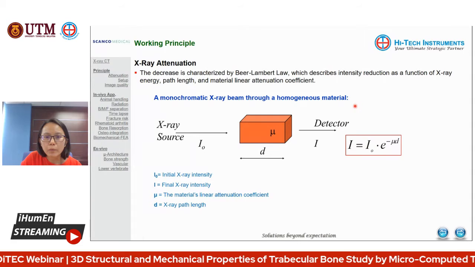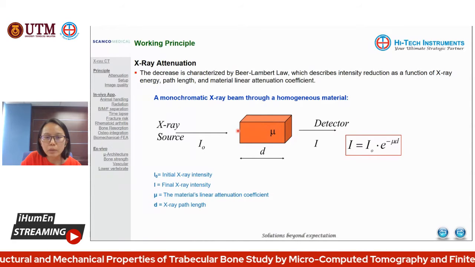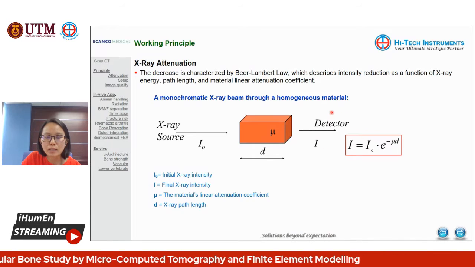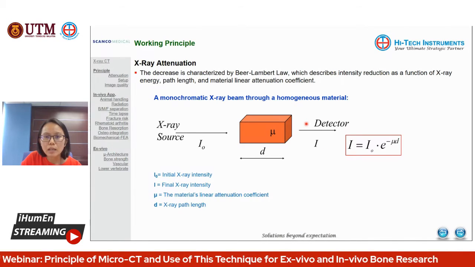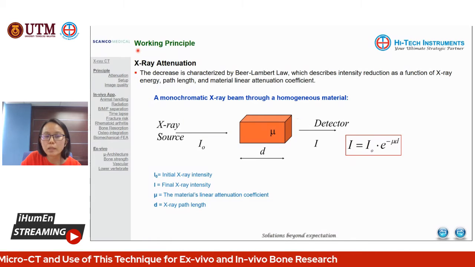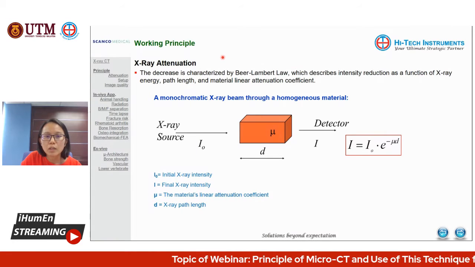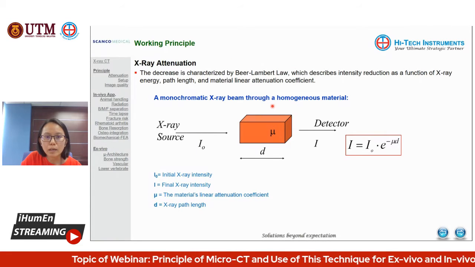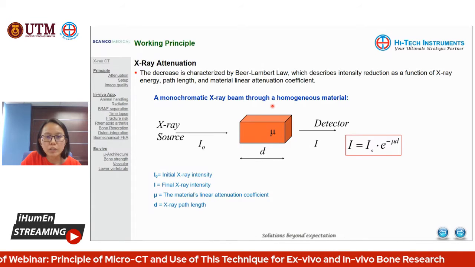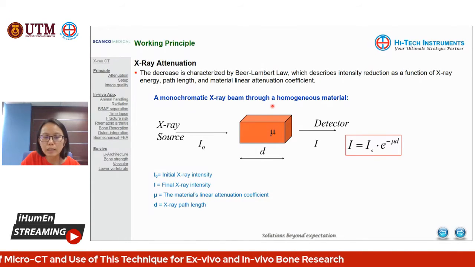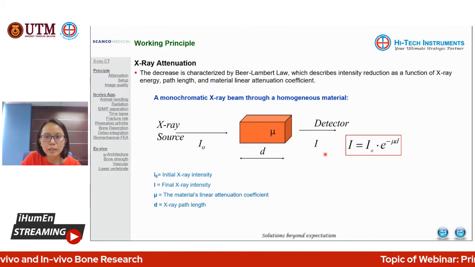And from the formula here, what is important is the end intensity, the final X-ray intensity. The final X-ray intensity depends on 3 factors. First is the X-ray energy, then the path length or the thickness of the material, and also the attenuation coefficient of the material itself. So here we are talking about one attenuation coefficient from one material. Imagine when it comes to multiple materials, it will make the formula much more complicated.